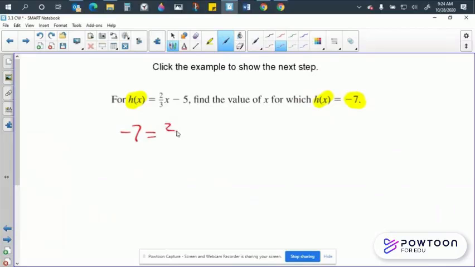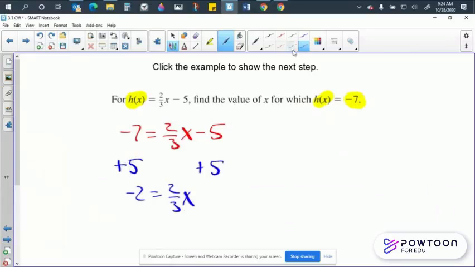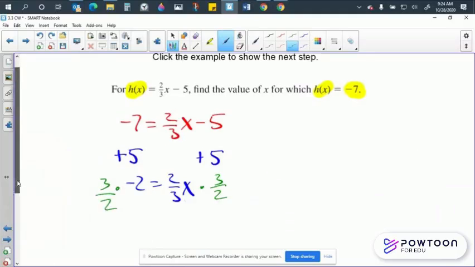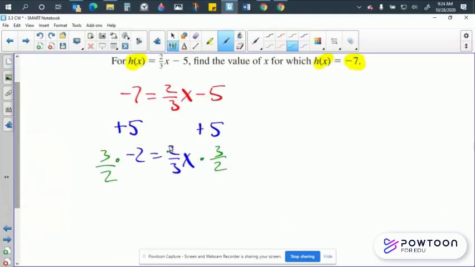negative 7 equals 2/3 x minus 5. Now we have to solve for x. So we start by adding 5 to both sides. Negative 2 equals 2/3 x. Now we can multiply both sides by 3/2. Two-thirds times 3/2 cancels. Here our 2's will cancel, so negative 3 equals x.